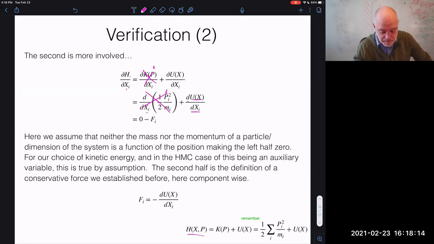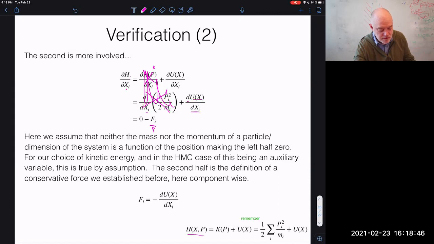Now, fine. In order to get to what this is, this is basically the definition of a force, right? So there's a bunch of circularity in these things that's a little bit difficult to resolve. So here we assume that neither the mass nor the momentum of a particle of the dimension of the system is a function of the position, making the left half 0. And for our choice of the kinetic energy in the Hamiltonian case, this is an auxiliary variable, so this is true by assumption. So this part being 0 is true by assumption, right? The second half is the definition of a conservative force we established before. And here we're looking at this component-wise.